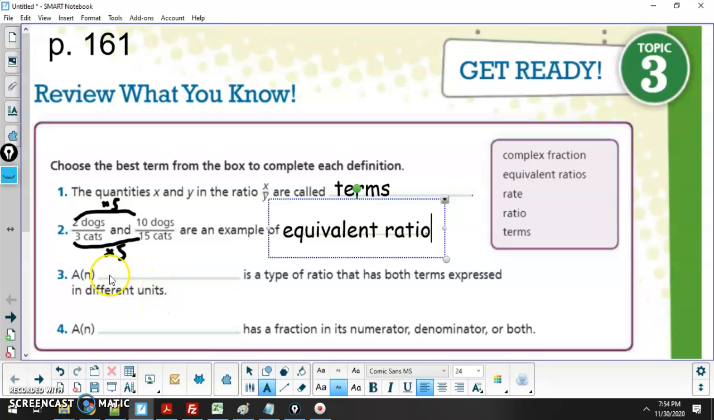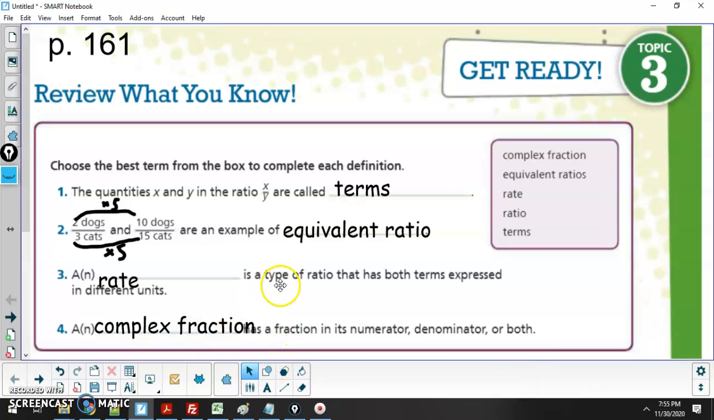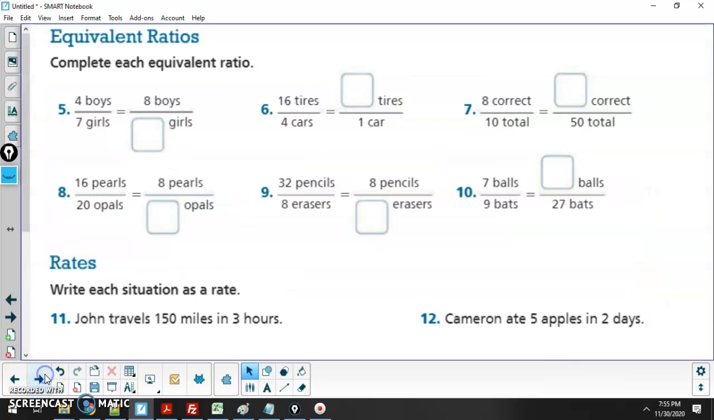We're calling them ratios here, okay? So anyhow, a special type of ratio that has both terms expressed as different units is called a rate. Okay, a rate. We'll talk about special rates in a second. And all right, this next one is something you guys probably don't know of. But if there's a fraction in the top and the bottom, that's called a complex fraction. Okay, it's basically a fraction inside of a fraction. All right, that's a complex fraction. Make sure you guys are taking good notes here. And anyhow, we'll keep on rolling.